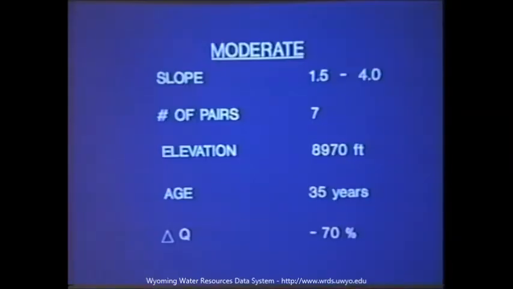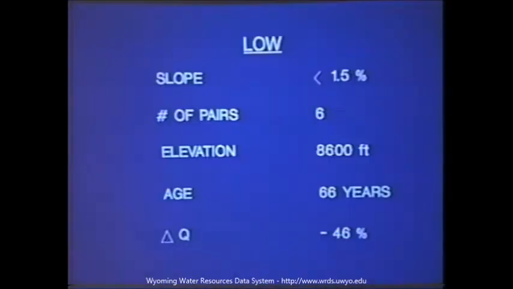Our moderate gradient, again following Rosgen, slopes of 1.5 to 4%, sample size of 7, average age again about 35 years, and about 70% of the flow being removed. We move on down the mountain further till we get into our C types of channels, our low gradient, less than 1.5%. We were able to locate 6 pairs here, average age about 66 years, and about half of the water being removed.